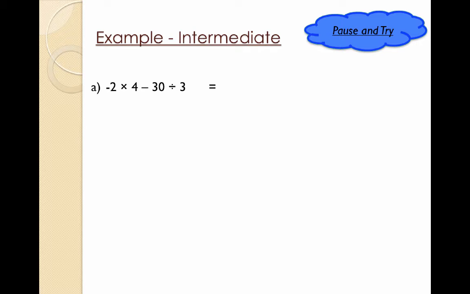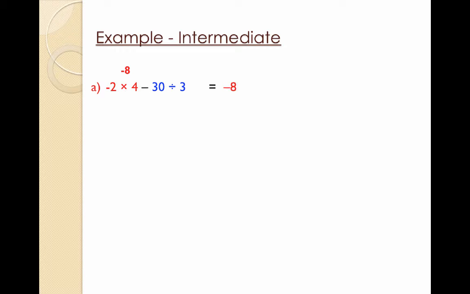Okay, hope you paused it. Here's how we go about doing it. I have a multiplication and I have a division, and I'm going to work from left to right here. There's also that black takeaway in the middle, but that's going to be done last after I do the multiplication and division. Minus 2 times 4 will give me an answer of minus 8, and 30 divided by 3 will give me an answer of 10. Because I have that black takeaway symbol, I will be doing minus 8 take away 10. And minus 8 take away 10 gives me an answer of minus 18.